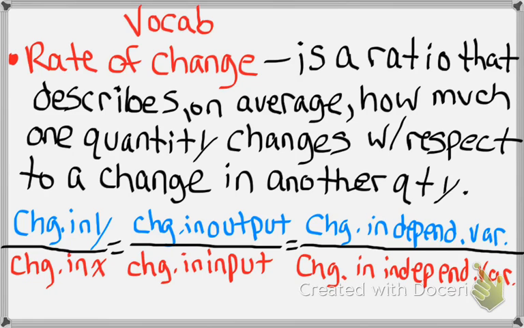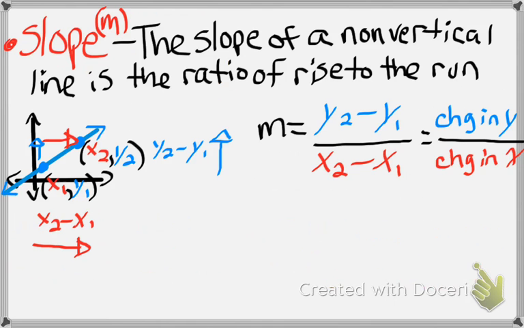Another way of thinking of rate of change, especially when we're talking about a graph specifically, like a graphed line, we're going to talk about slope. Slope of a non-vertical line is the ratio of the rise to the run. Meaning rise, how far up or down it goes, and the run is always referring to how far to the right that it goes.